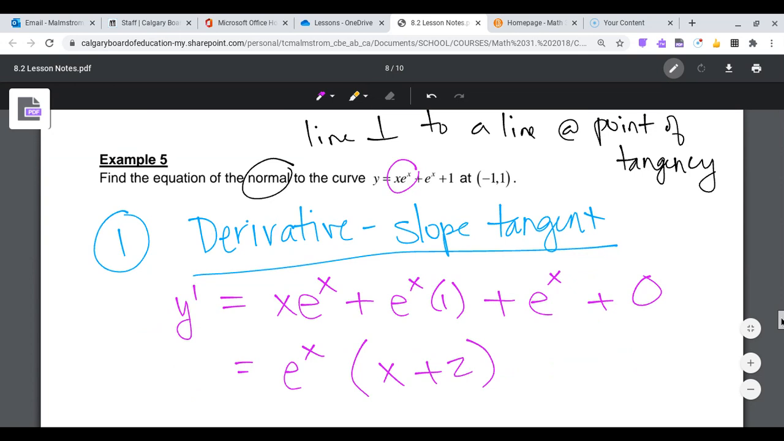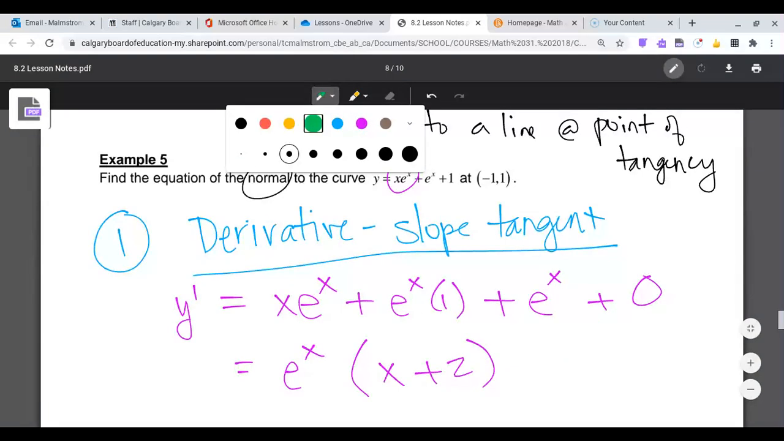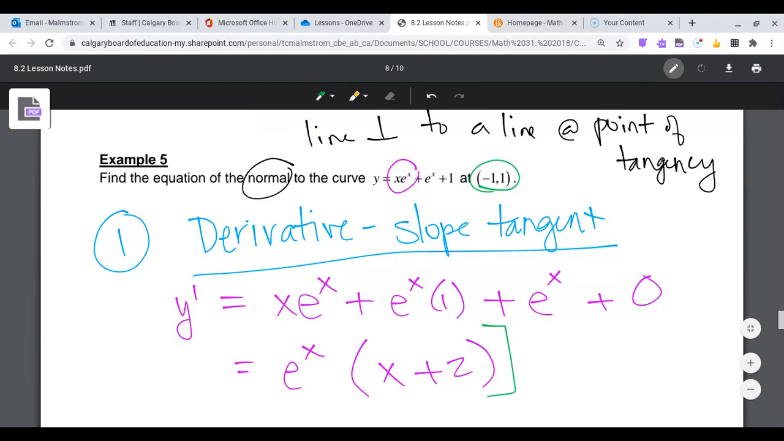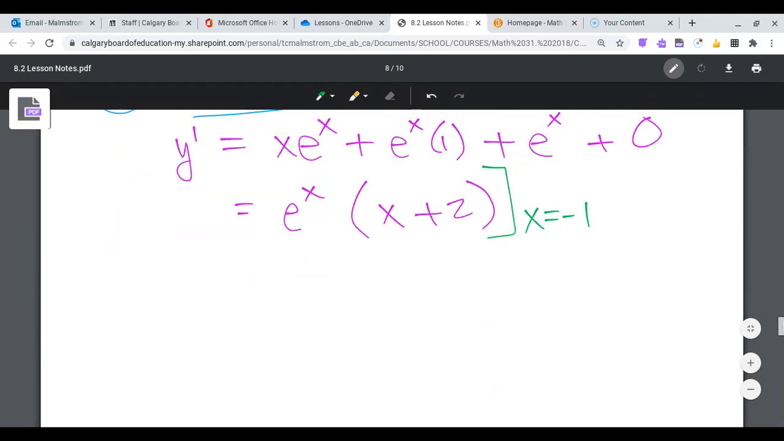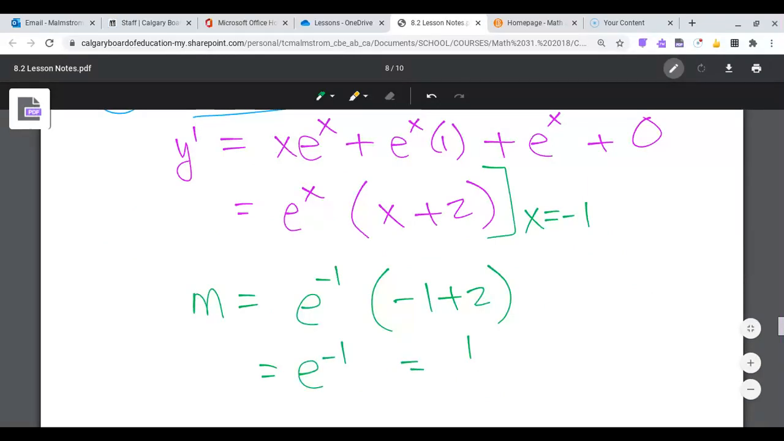And then we're just evaluating. Okay, we aren't doing critical numbers or anything on this question. We're evaluating at x is equal to -1. That will give me the slope of the tangent. So slope is e to the power of -1 multiplied by -1 plus 2. So -1 plus 2 is just 1, and so I have e to the -1, which we could write as 1 on e, is the slope of the tangent.